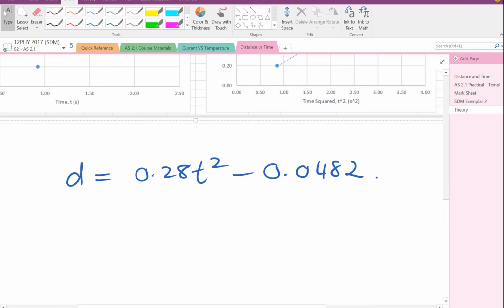Can someone tell me what is the theoretical equation? And where do you find it? Anyone know? Yeah, well, it's part of it.